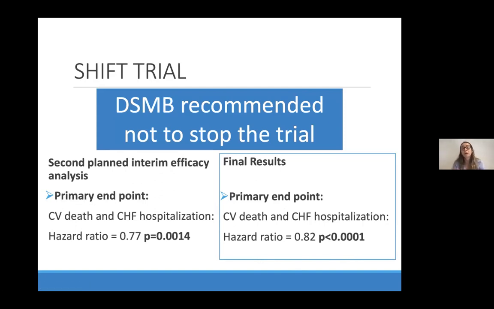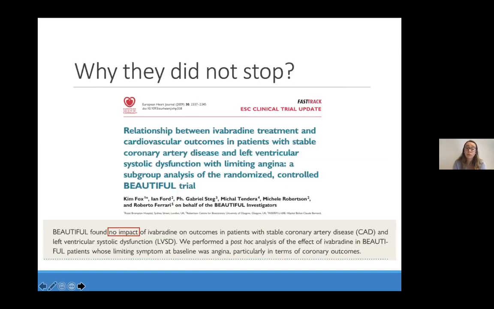If you have heart disease or heart failure, and I tell you, you take this drug and you have about 20% less chance to have a cardiovascular death or a cardiovascular hospitalization event, it's a good chance. And the p-value was very significant. They could have thought about stopping here, but they did not stop. And for this trial, there was a specific reason that the DSMB decided not to stop.